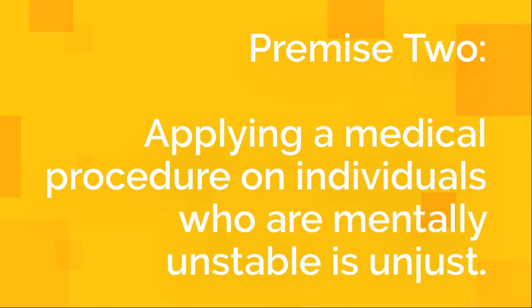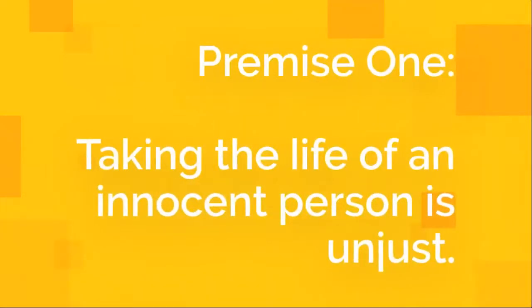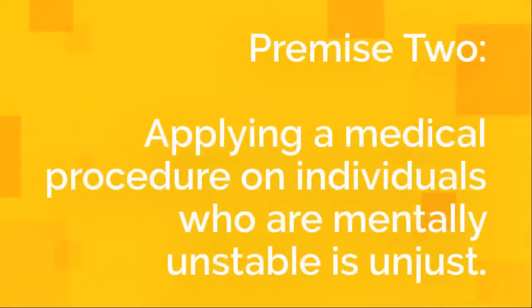Okay, so I've got the two key points that are in essence looking to support that euthanasia is unjust. But I'm going to add a third premise. And this third premise is going to validate those two premises towards my conclusion. So again, premise one: taking the life of an innocent person is unjust, and applying a medical procedure on individuals who are mentally unstable is unjust.